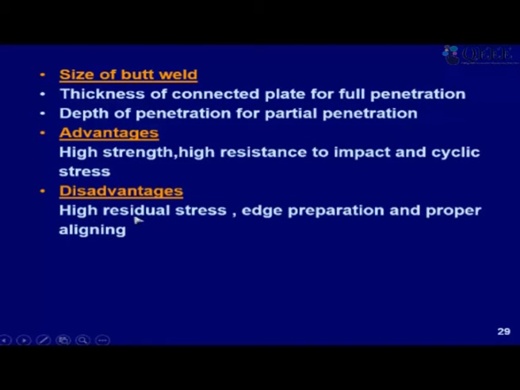As I said, disadvantages: high residual stress for butt weld, edge preparation, and proper aligning. You can't probably align the two plates exactly. If you weld a little inclined, then you are in problem, right? Or sometimes you may align it and weld, but then due to weld cooling, weld distortion, the plates may go up. So you need to clamp them properly until the weld cools. So those are the extra precautions to be taken. Then it gives good resistance to impact and cyclic stresses, etc.